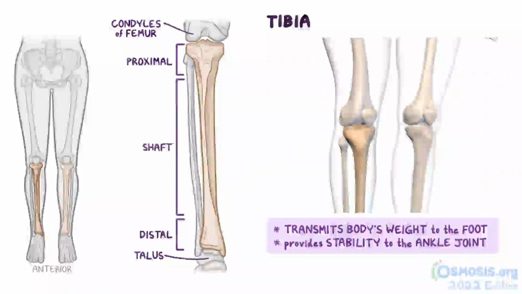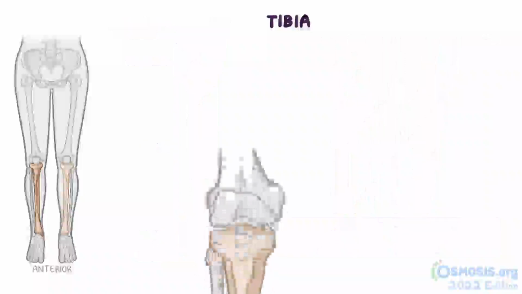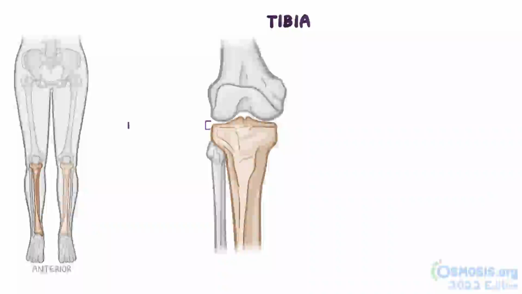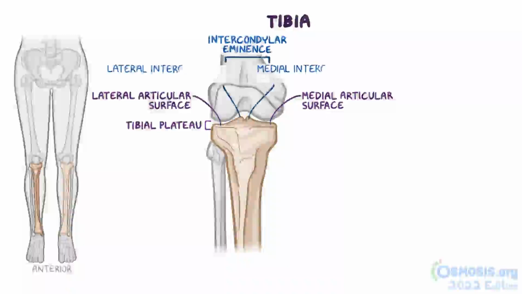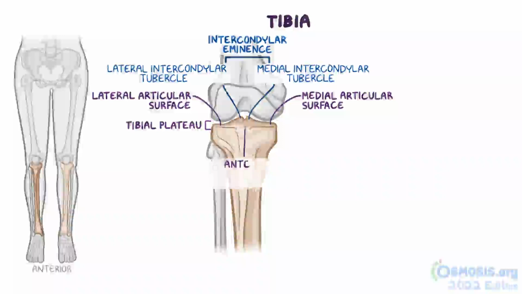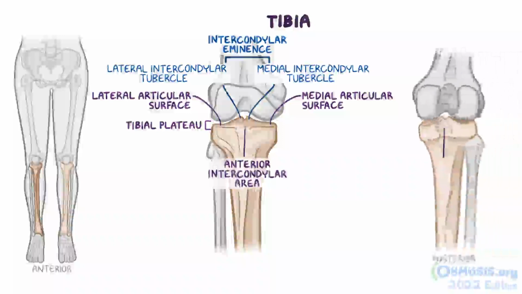Okay, so the proximal tibia resembles half a pyramid turned upside down. Superiorly, the base of the pyramid is rather flat, so it's called the tibial plateau. This plateau has medial and lateral articular surfaces that articulate with the condyles of the femur. The articular surfaces are separated by an intercondylar eminence, formed by 2 raised ridges of bone, the medial and lateral intercondylar tubercles, which are flanked by the anterior intercondylar area to the front and posterior intercondylar area to the back.